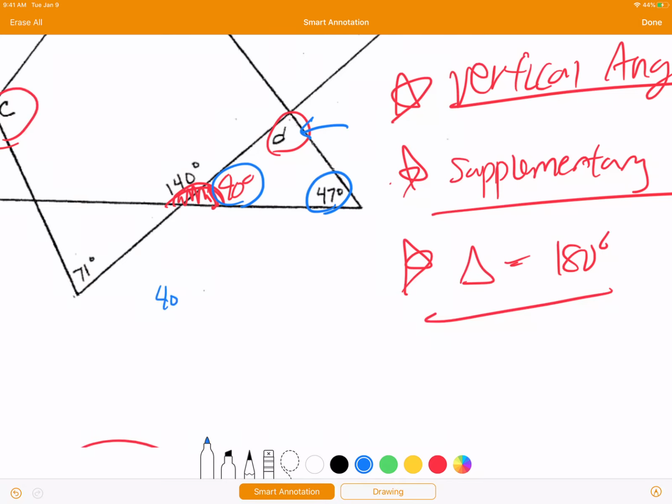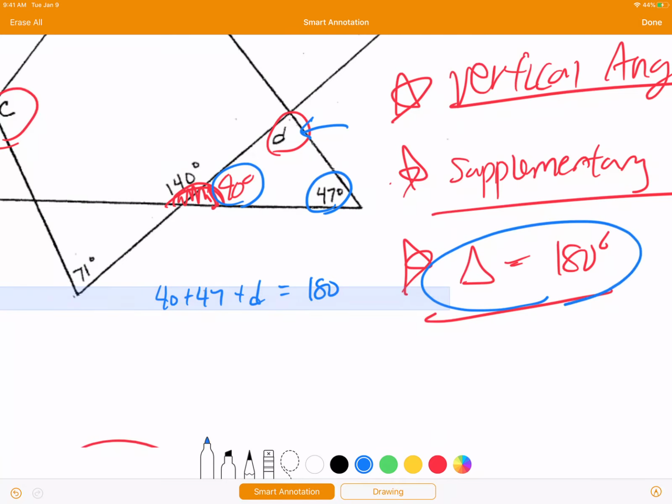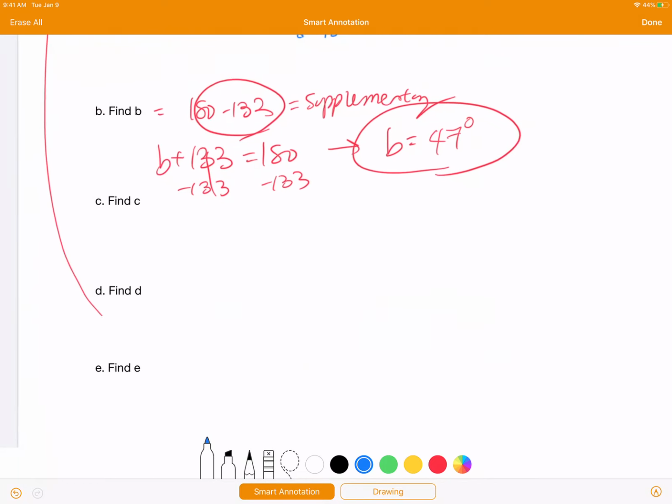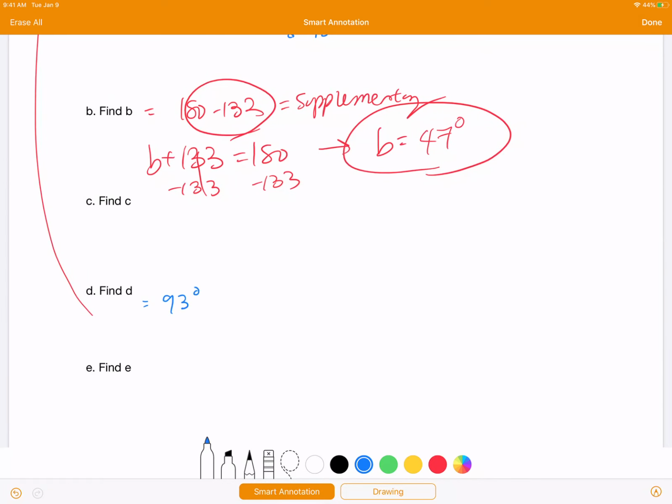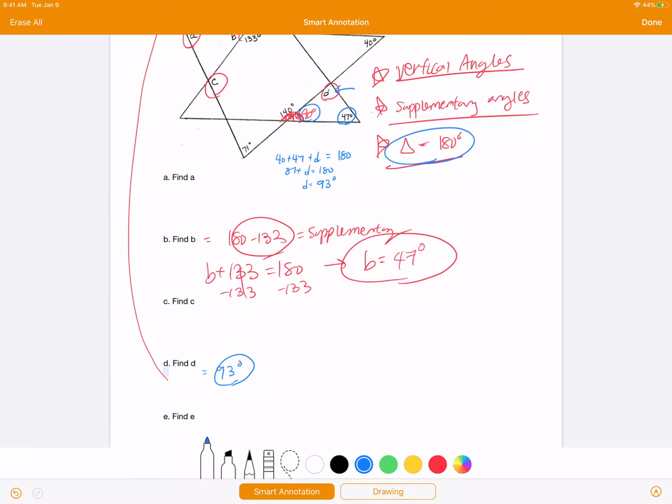So 40 plus 47 plus D should give you 180, using that information about the interior angles of a triangle being 180. So 87 plus D equals 180. So D is going to simply be 93 degrees. Okay, so I'm going to go to my D and say that that's 93 degrees right there. If I ask you to show your work, this will be the showing the work for D part. Okay, so that was good.